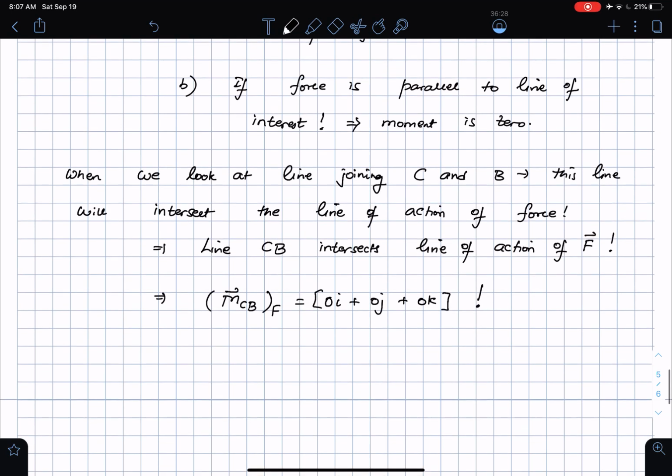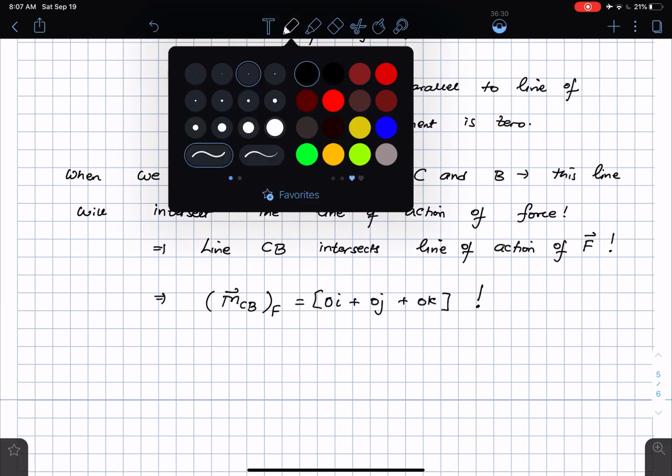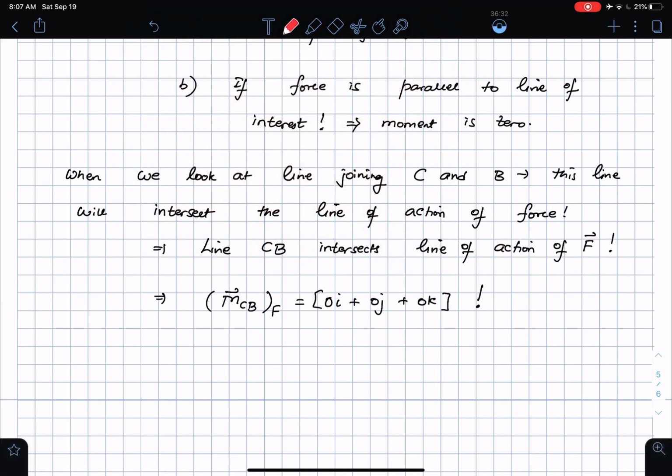Okay, so this is something that you really want to pay close attention to in a problem. Suddenly you might be asked, okay, what is the moment about this particular line? Look at that problem carefully. If that is a line that is intersecting the line of action of the force, then you don't need to do anything. It is just 0. Okay, and then you can also check this by actually going through the procedure and then finding out that it is indeed 0.